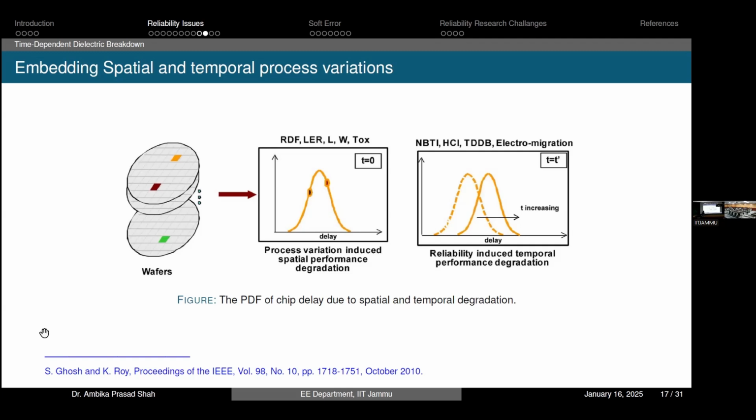So temporal degradations play a major role in deciding the range of your process variations. If the range is less, definitely even after the impact of NBTI, it will be within the window. But if it is at the boundary, it may fail after a certain period of time. Some of the samples may fail after a certain period of time. So that matters a lot, and this diagram is really very important.